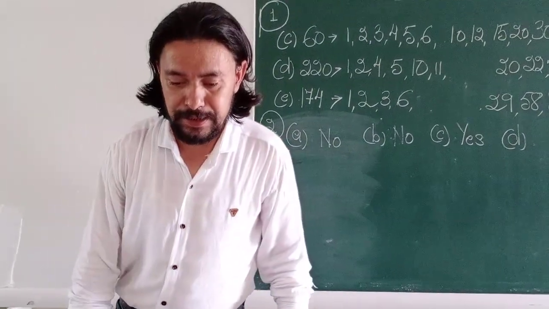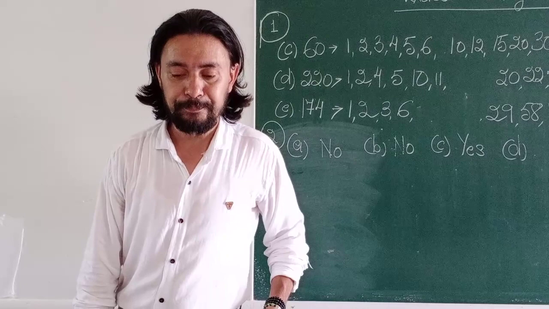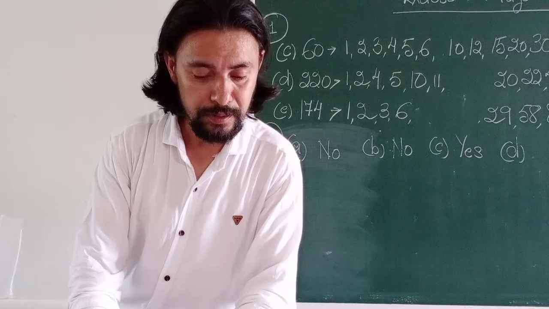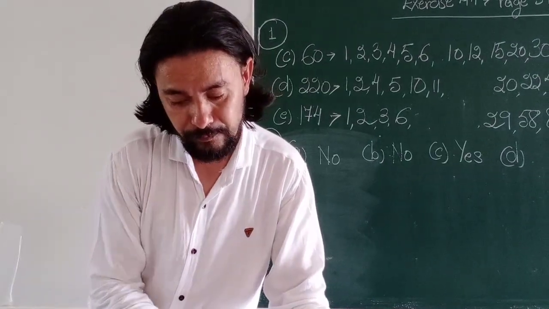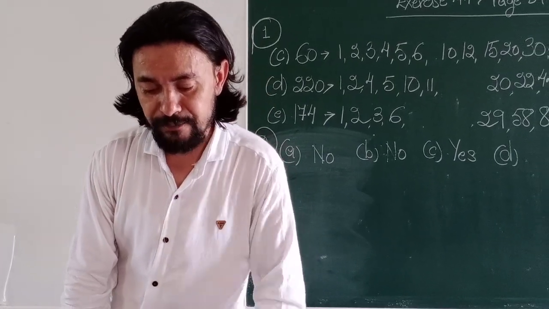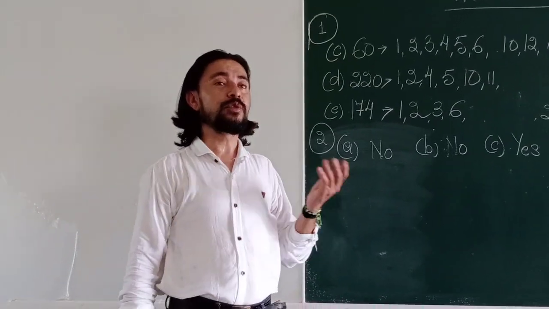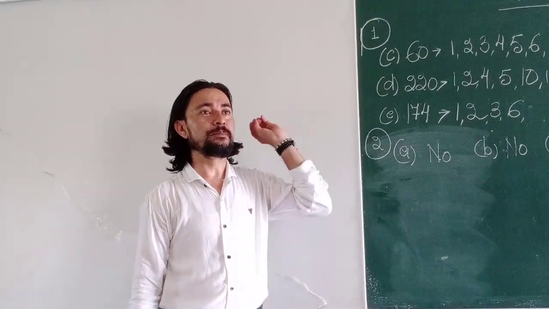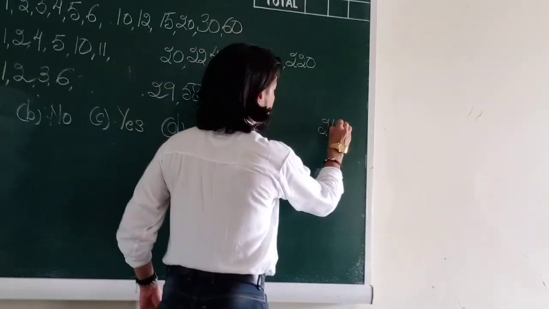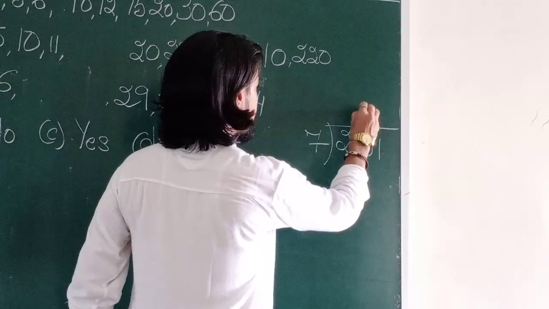D. D is 7 is a factor of 2401. Now for that matter, because there's no test of divisibility for 7, we have to basically divide it and see whether the number is divisible by 7. So I take 2401 and I divide it by 7. 7 3s are 21.